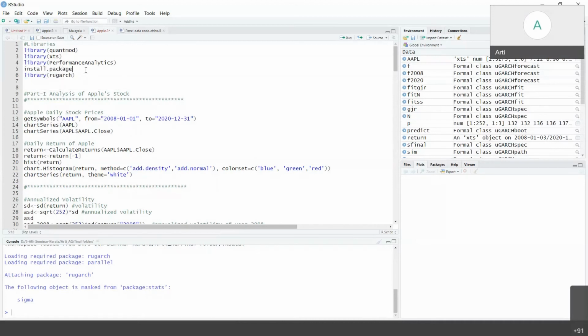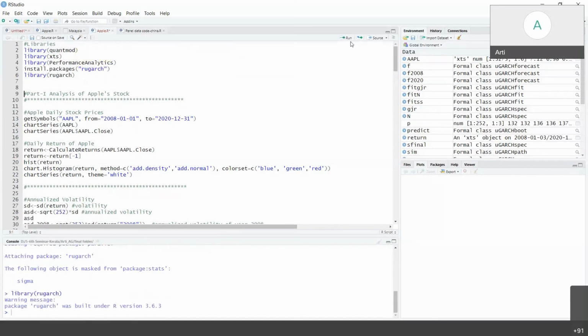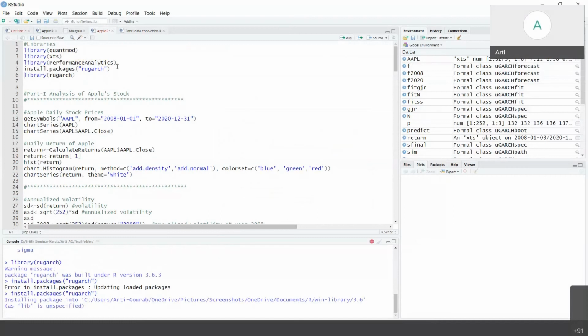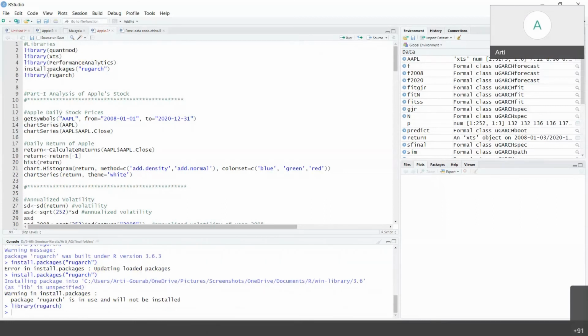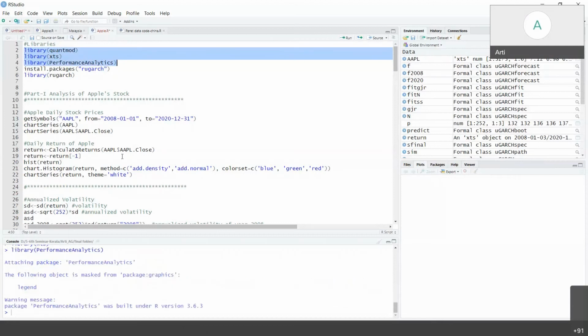This is the command for installing the package. So you can run this and then you can run the library. When I run install packages, you can see that the package is getting installed, and then we have the library rugarch. The rest of the files I also run.